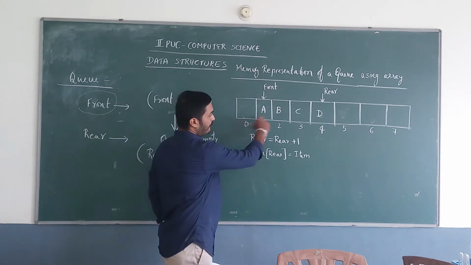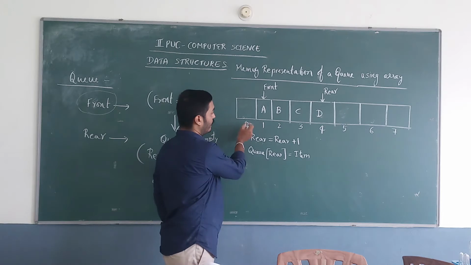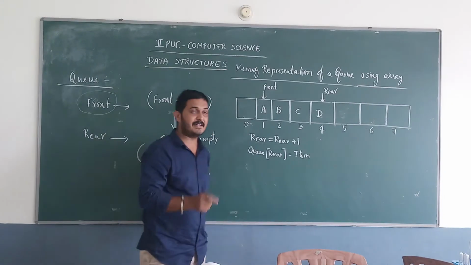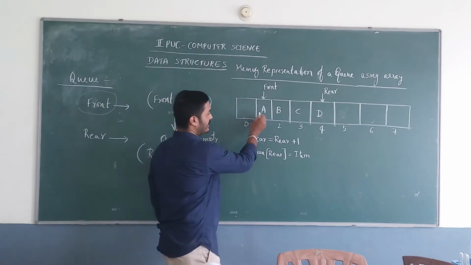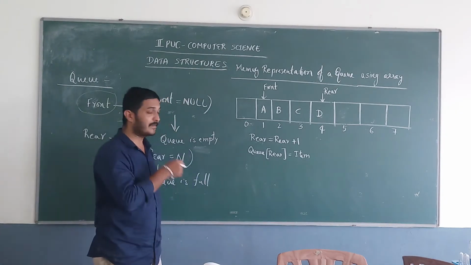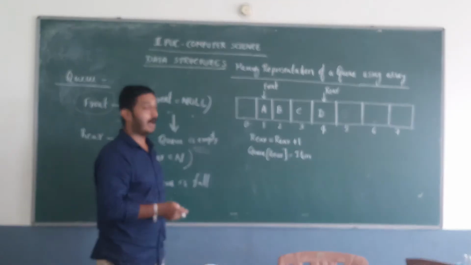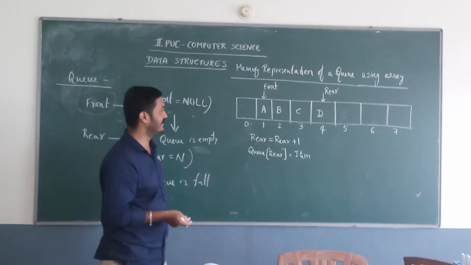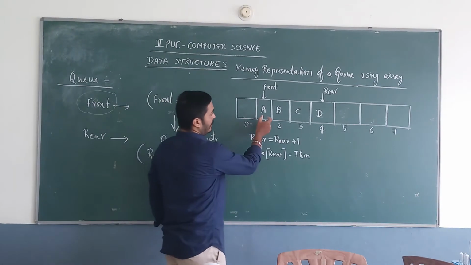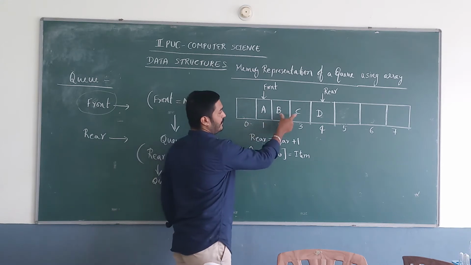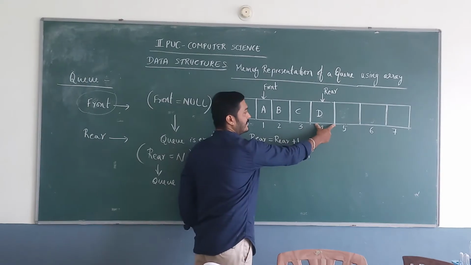See, we have an array like this, with locations starting from 0 to 7. So there are 8 elements in total, and here the elements are A, B, C, D, 4 elements. First, we are going to insert an element. How to insert? We can say Q insertion. How to perform Q insertion in this case? See, here the first element inserted is A, next B, C, and the last inserted is D.